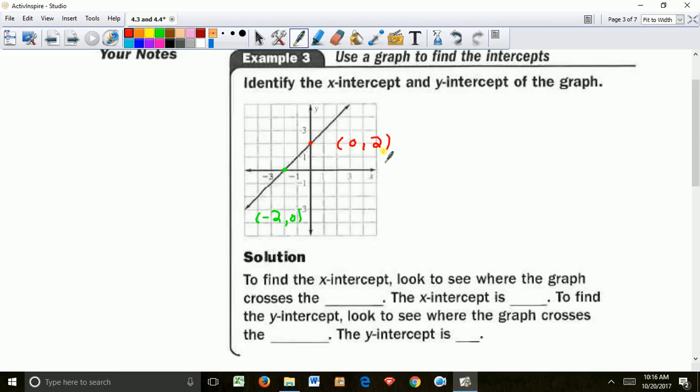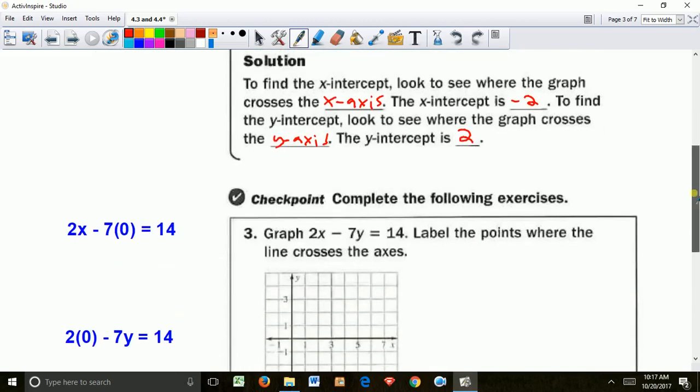So again, to find the x-intercept, look to see where the graph crosses the x-axis. The intercept there is -2. So to find the y-intercept, look to see where the graph crosses the y-axis. And here the y-intercept is 2.